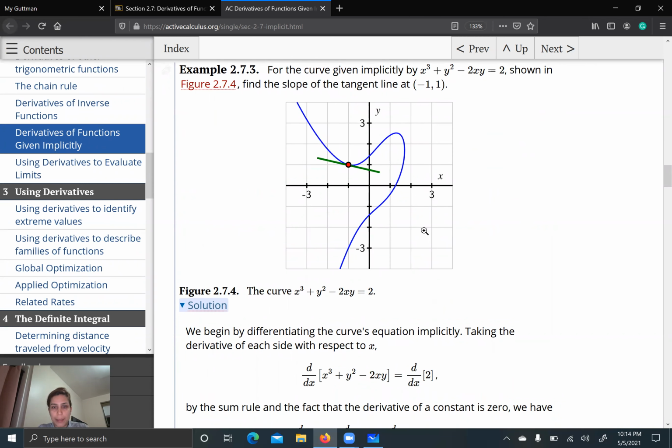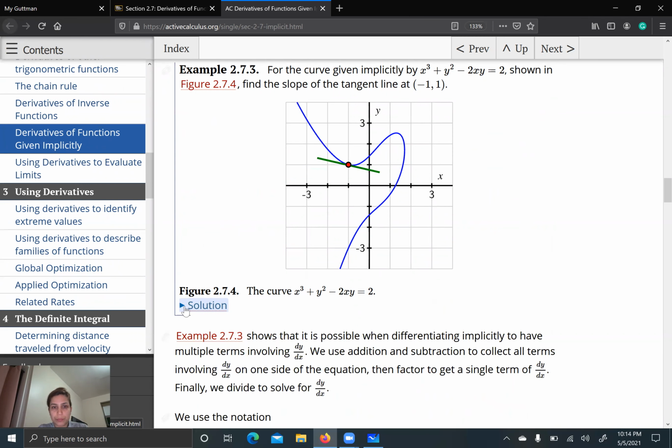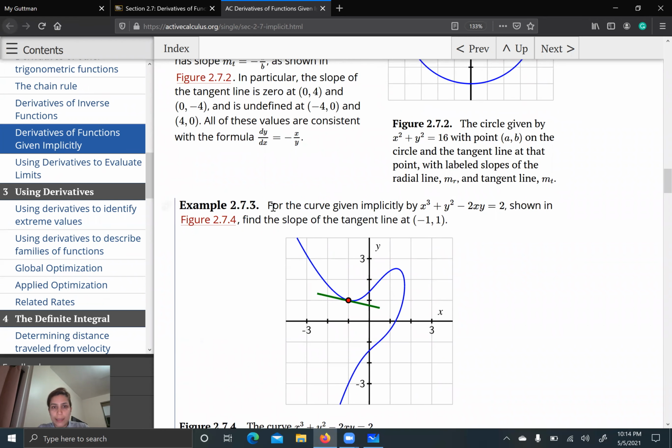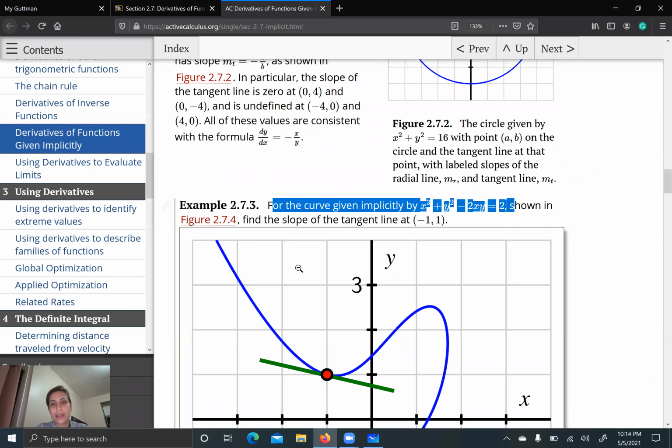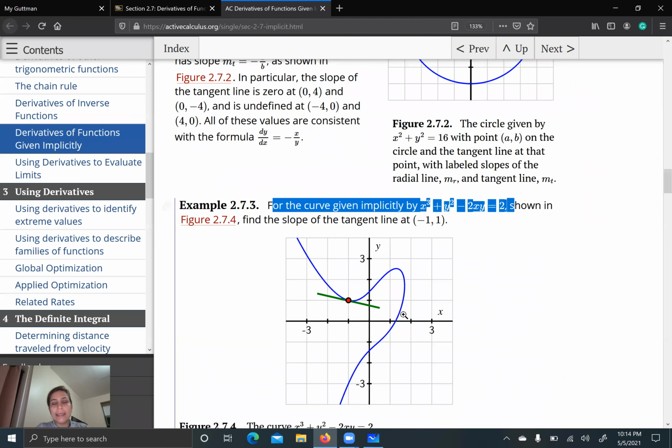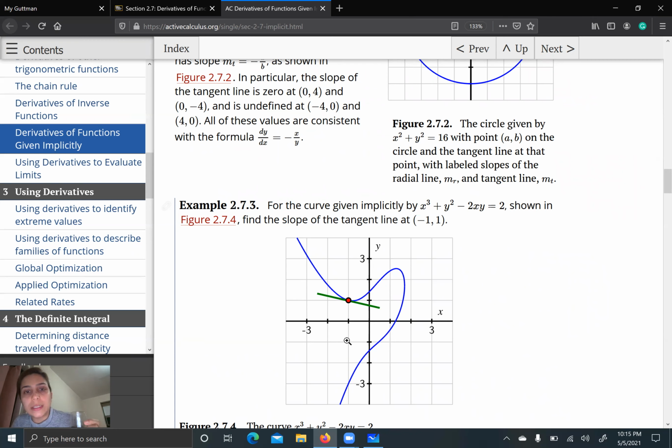Look at this example. In this example, for the curve given implicitly, so this is the curve, right? And this curve obviously is not a function, because we can draw a vertical line that intersects the curve at more than one point. So it fails the vertical line test. So it's not a function. The equation of the curve is given implicitly.